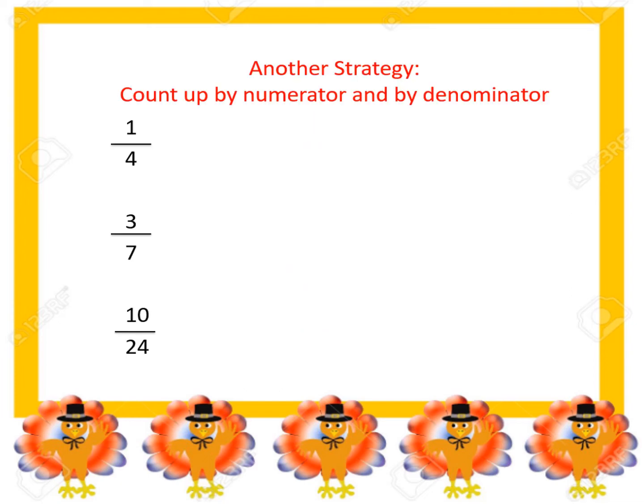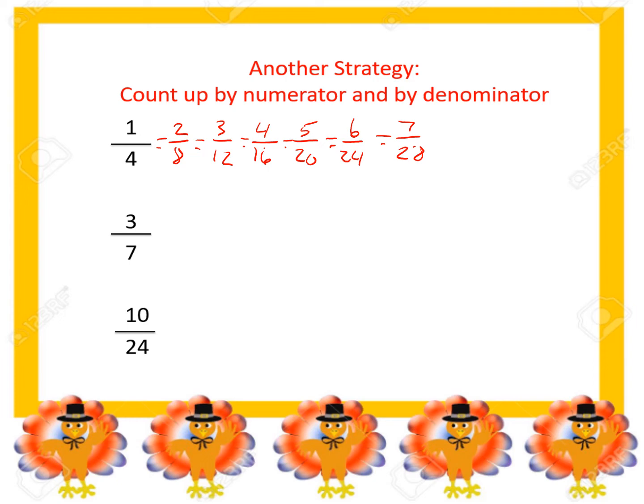Now I count up numerator and denominator. This is that counting up strategy. So 1/4 is equal to 2/8, 3/12, 4/16, 5/20, 6/24, 7/28. All these fractions are equal.